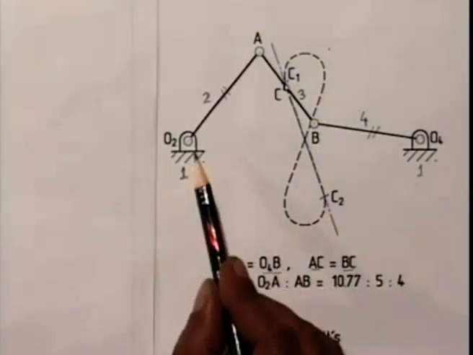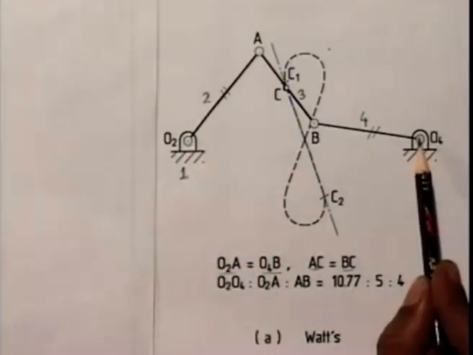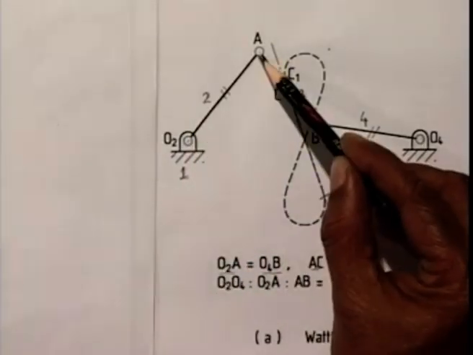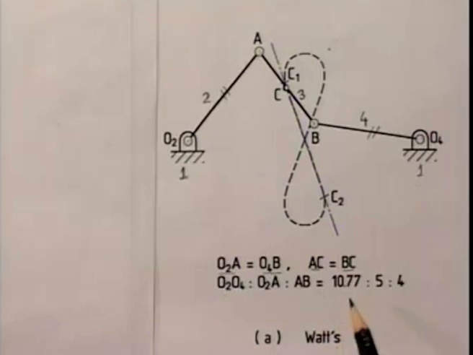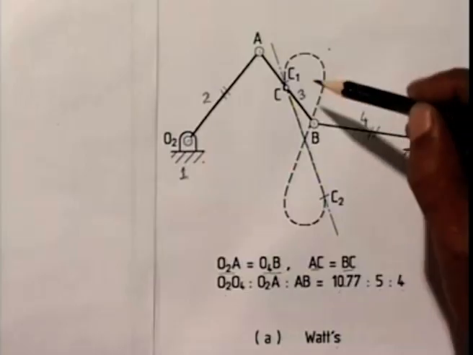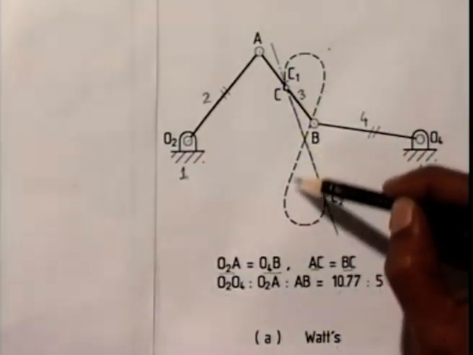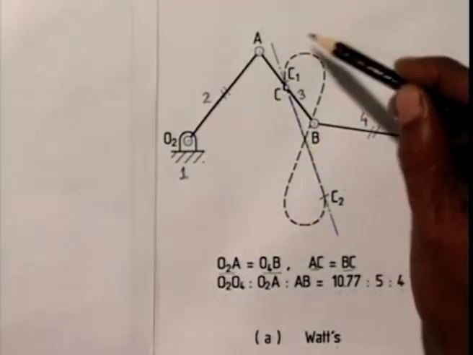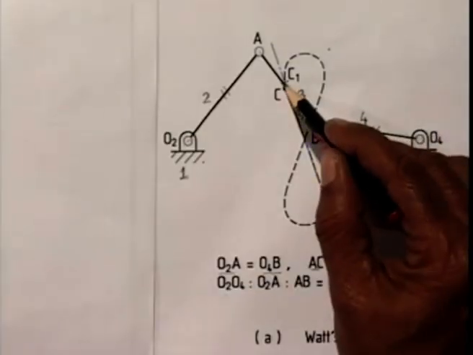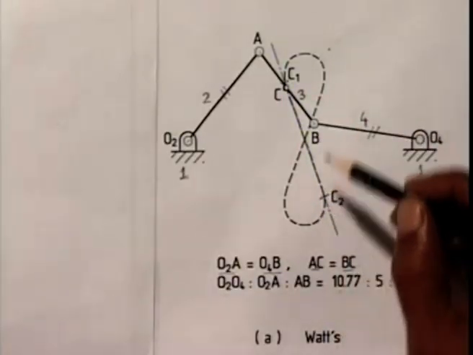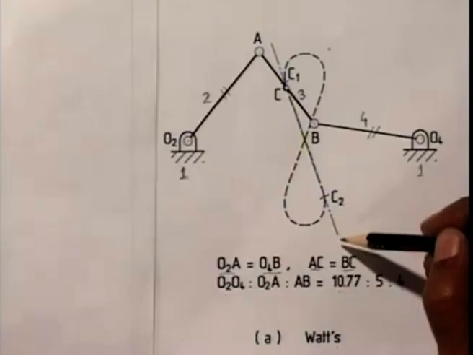And the other link lengths, O2O4, O2A and AB, are in the ratio of 10.77 : 5 : 4. These ratios were obviously arrived at by trial and error, such that when this linkage moves, this midpoint C generates a figure of 8, and in this figure of 8 there is a portion from C1 to C2 which is a very good approximation to a straight line.